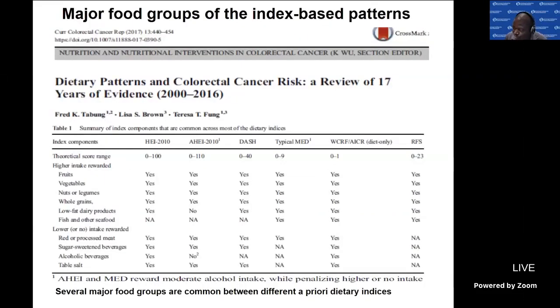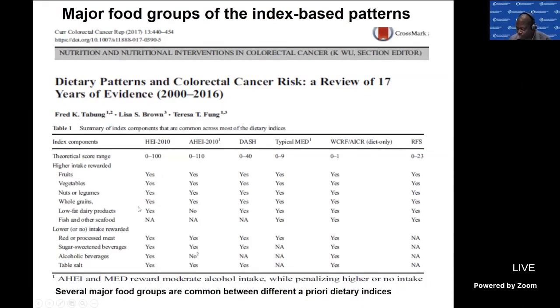And in that review paper that I mentioned a while ago, we also did a similar synthesis of the food groups that make up these indices: the Healthy Eating Index, Alternative Healthy Eating Index, the Dietary Approaches to Stop Hypertension, the typical Mediterranean diet, and I mentioned typical because there are several, as Dr. Fung mentioned, and the WCRF AICR diet.